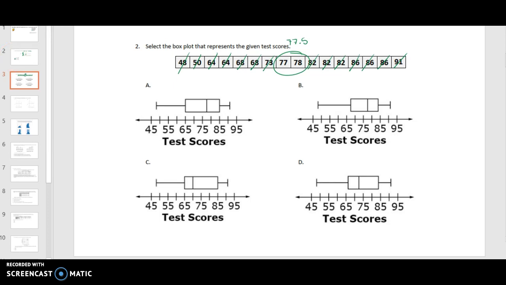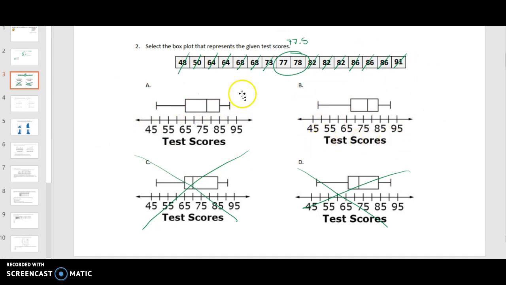So I am looking for one of them that has a median of 77.5. When I look at C here, this is the median, and that is not over 77.5. So in this strategy, I'm going to go ahead and eliminate C. Same thing with D. This is below even 75, so it's not 77.5. So we can go ahead and eliminate D here. Now I make sure that my lowest number and my highest number are documented, which is 48 and 91. They are in both, so I have to figure out what is missing here.